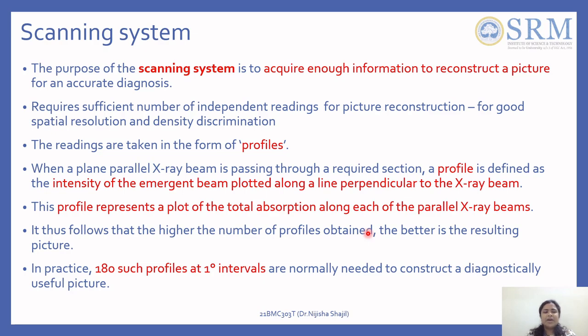When a plane parallel to the X-ray beam passes through the required section, a profile is defined as the intensity of the emergent beam plotted along the line perpendicular to the X-ray beam. The beam passes through and comes out, and whatever you get from that is your profile. This profile represents the plot of the total absorption along that particular parallel X-ray beam. Like this, from top to bottom, you get a profile, and throughout you do some type of reconstruction to get the image back.